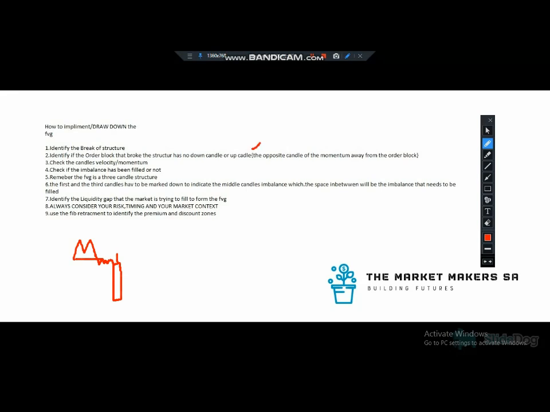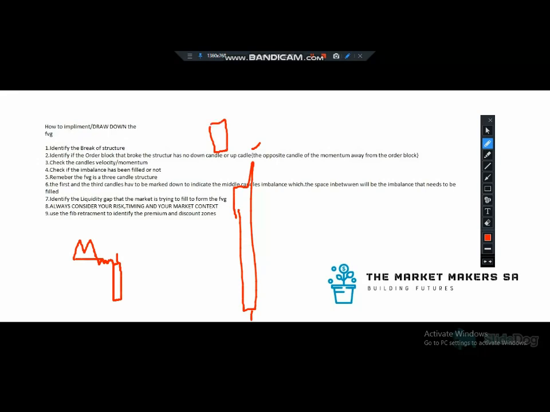Then the other check is the candle's velocity or momentum. You check if the velocity or momentum of the candle is big, and you can see in this instance the velocity away was huge, like a news candle. But remember, if it's abnormally big, then that is no longer a fair value gap that is necessary to trade.